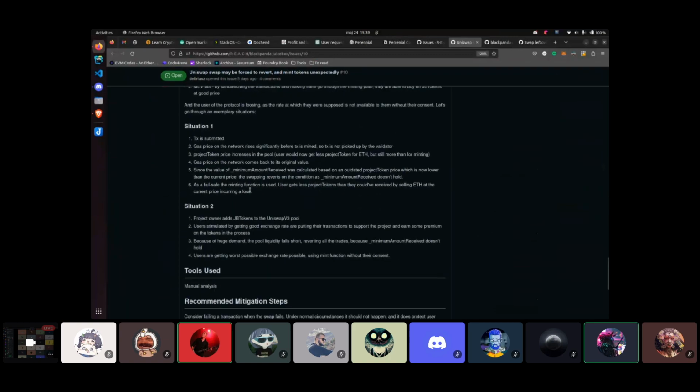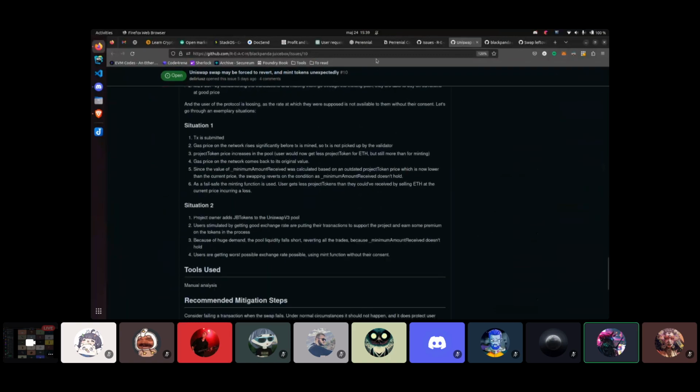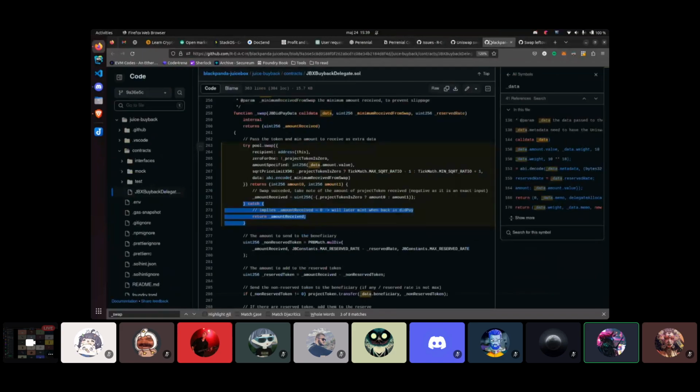I don't think so. I think we put two concepts of how this can affect the user in the submission. One would be what Delirious said: when a Uniswap V3 pool has, for example, the project owner adds the tokens to the pool and the price is very favorable. A lot of people jump into the transactions to contribute to the protocol, to support the protocol and so on. But the liquidity in the V3 pool is not sufficient to withstand that demand. So at some point the swaps start failing.